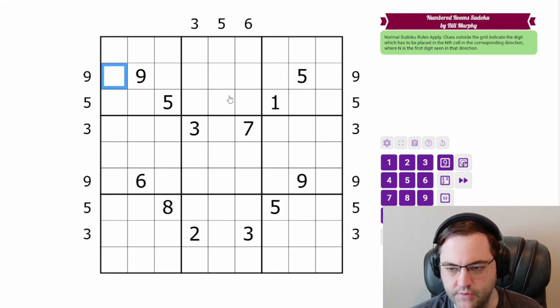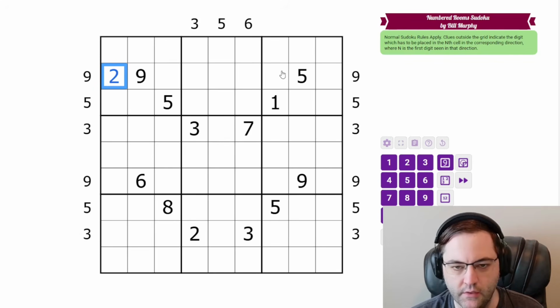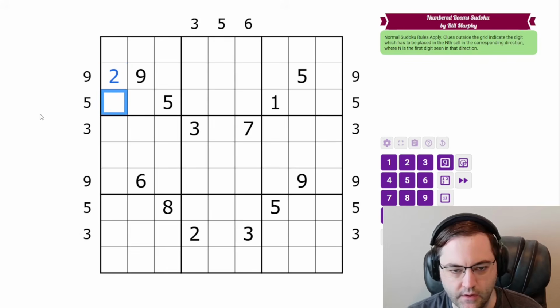So I'm just going to go ahead and solve this cell. This clue is a 9. It's telling us that 9 must appear in the nth cell. Well, n is 2 in this case. 9 is in the second cell. So if 9 is in the second cell, that means the first digit away from the 9 is a 2. So that's how that works. Those are the rules. And Bill has given us a lot that we can just fill in. So we will do that.